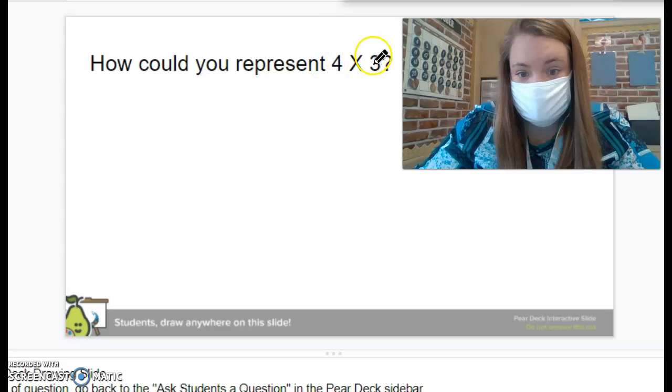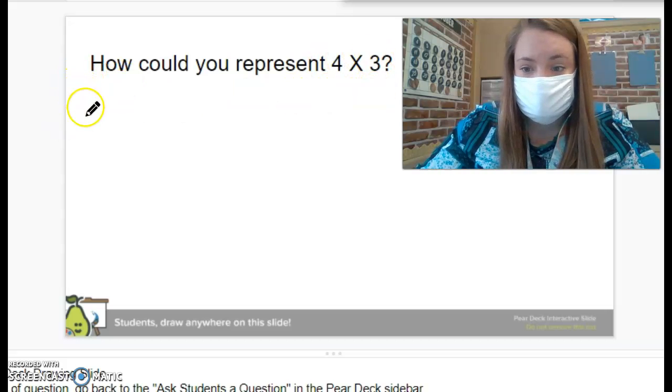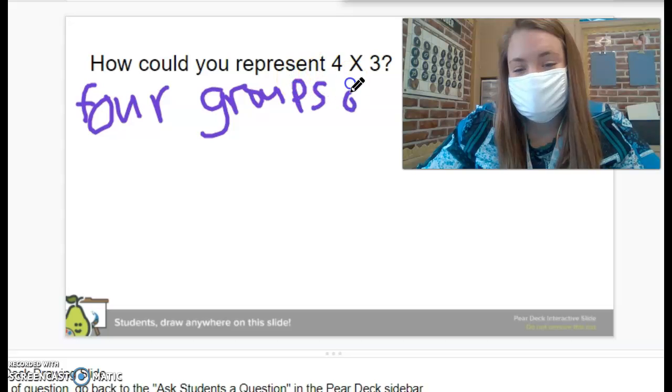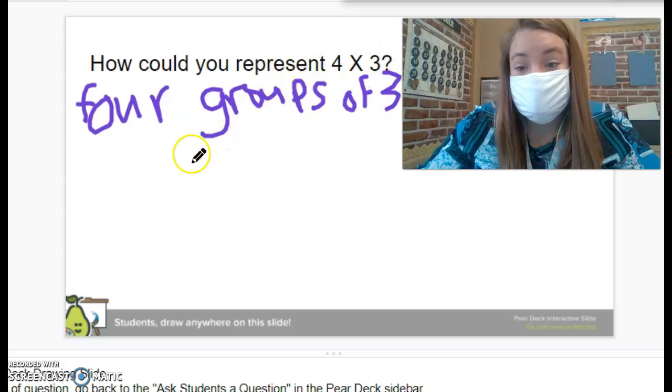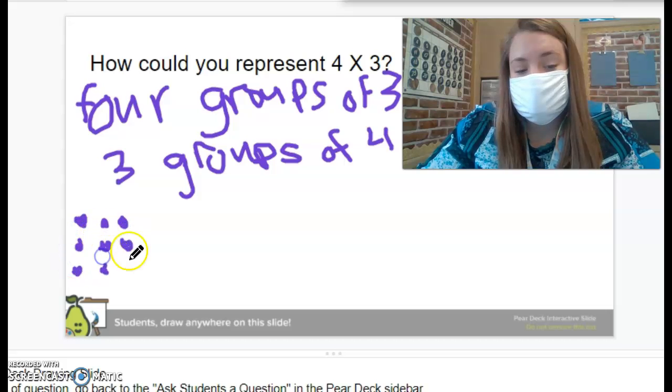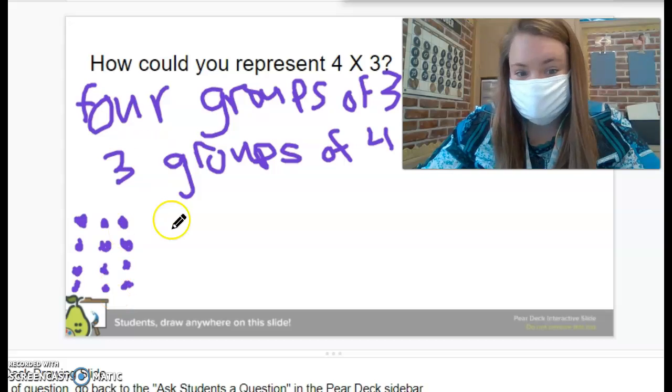So I could write 4 groups of 3. I could also flip it and put 3 groups of 4. I could make an array and do 4 groups of 3. So there's 1 group of 3, here's 2 groups of 3, 3 groups of 3, and 4 groups of 3. And I can flip it again and do 3 groups of 4.